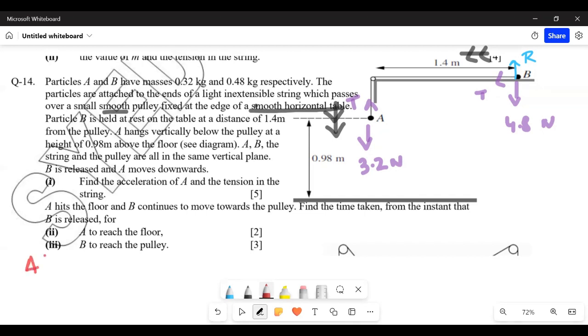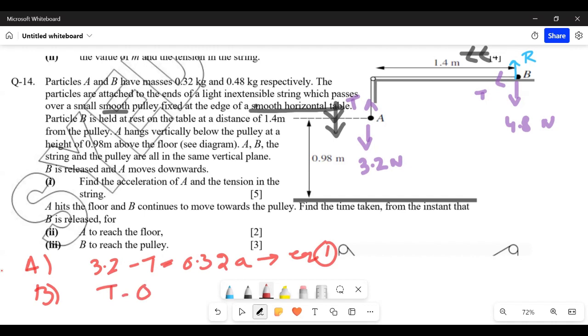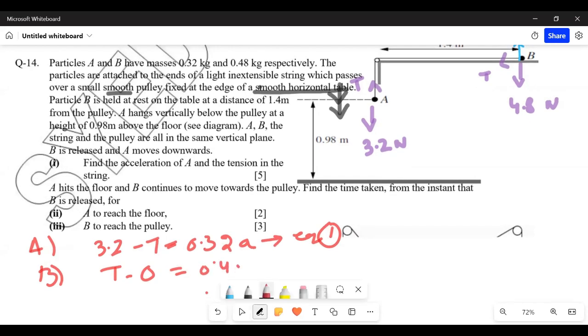So for A, it's going to be forward force, which is 3.2, backward force, which is minus T, is equal to M, which is 0.32 times A. Let's call this equation 1. And for B, the forward force is going to be T, there's no backward force since there's no friction, is equal to MA. Mass is 0.48 and acceleration is A. So use either substitution or elimination and find both T and A.